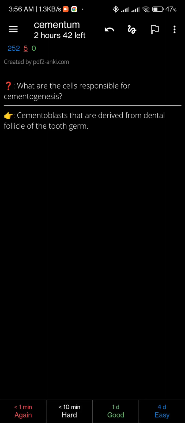Okay, what are the cells responsible for cementogenesis? Cementoblasts, which arise from the dental follicle, are responsible for cementogenesis.